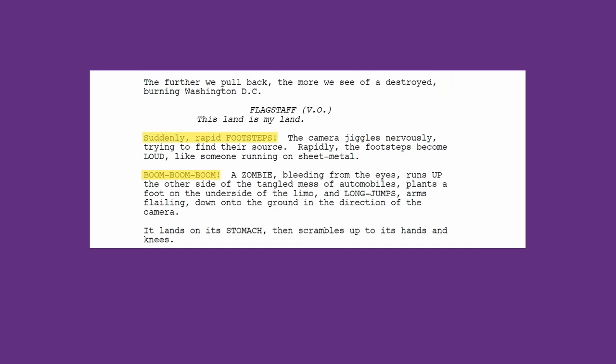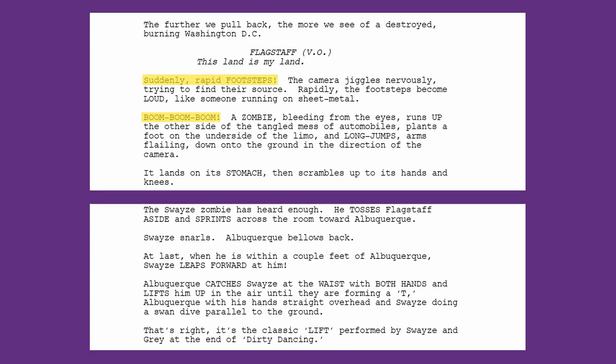This could be a sound effect, of course, but it doesn't have to be. It could instead be a zombie celebrity from the 80s attacking someone. But once again, it doesn't have to be.